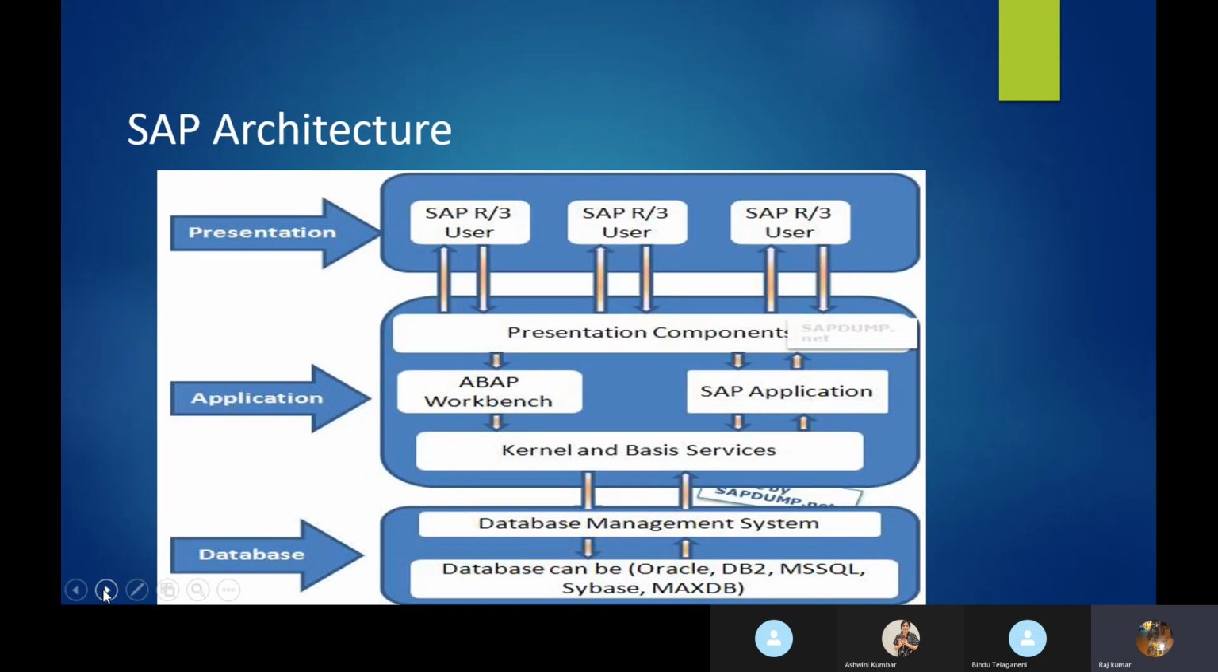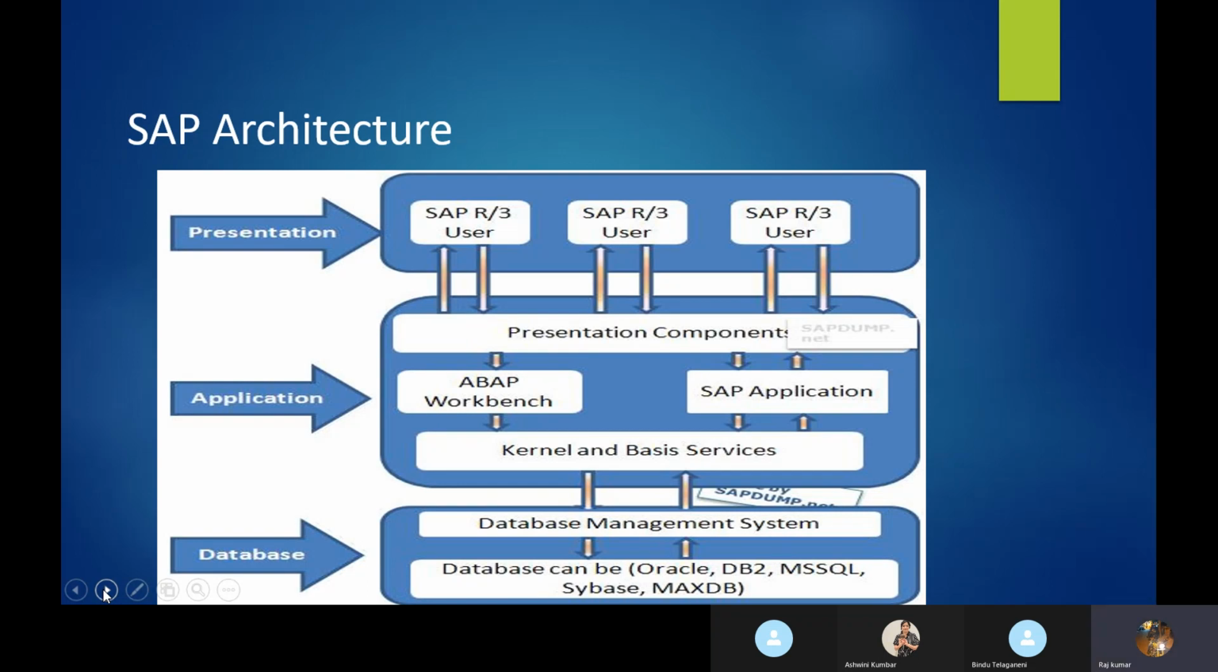Now, coming to SAP architecture. What is architecture? It shows how SAP got designed. In SAP there are three layers of architecture. Because of that, this is known as R3 architecture. It shows three layers of architecture.